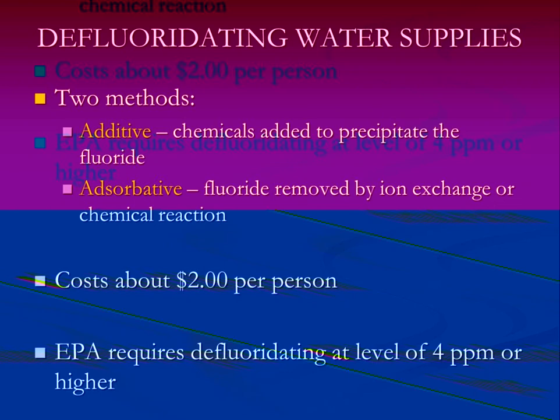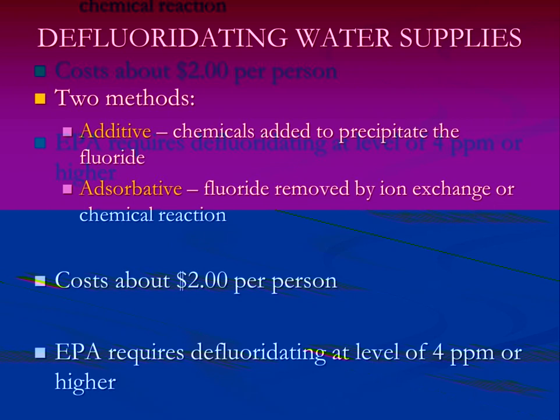Basically, with additive, you put chemicals into your water supply, and the chemicals react with the fluoride within the water, and it creates a solid. It settles down to the bottom of those water tanks, and then you can scoop it up and take it out of the water supply.